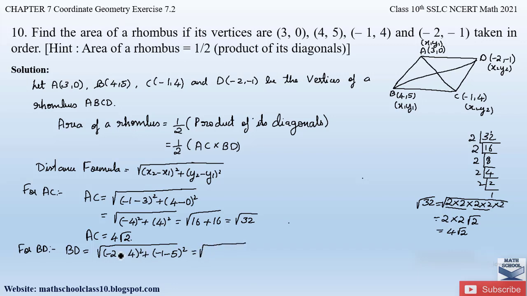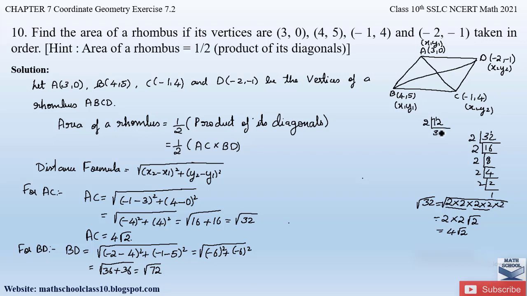So this will be, again we have to add with a minus sign, so minus 2 and minus 4 is how much? Minus 6 the whole square, plus minus 1 and minus 5 is how much again? Minus 6 the whole square. So squaring of a negative number is always positive. So 6 square is 36, plus again 6 square will be 36. So 36 plus 36 is how much? Root 72. So again let us factorize 72 to find out its factors.